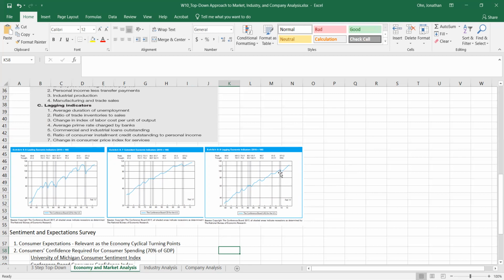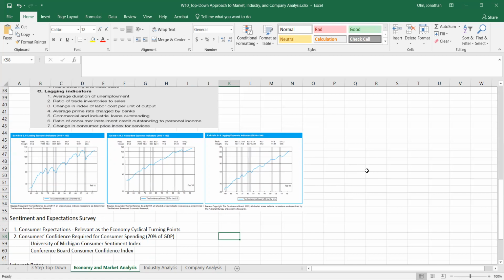Let's look at this one. It will change its direction when you are already in the recession, later, after the economy is in recession, and also change direction after it has recovered, right? So this one is called lagging indicators.